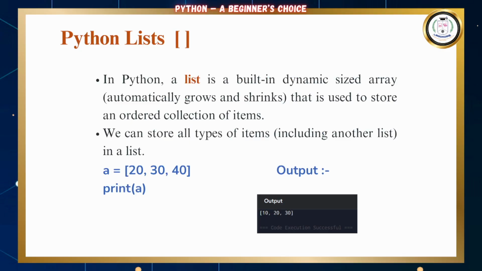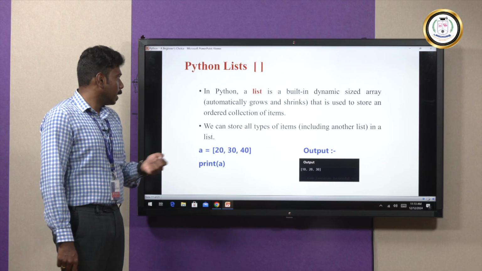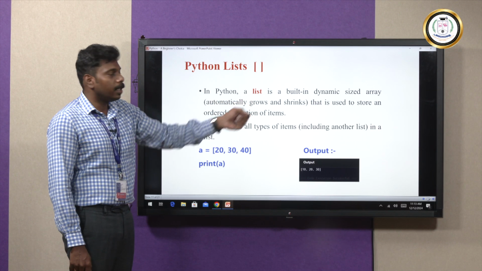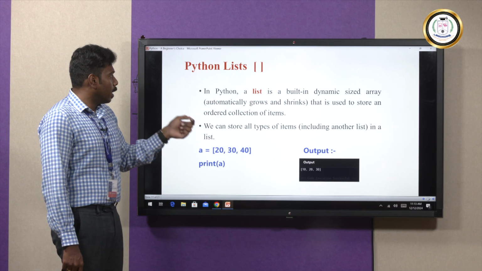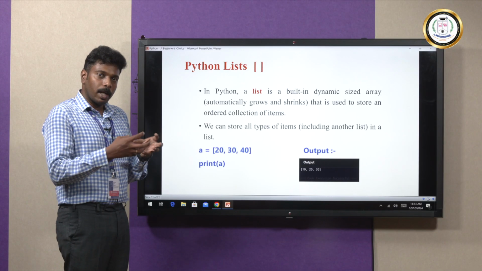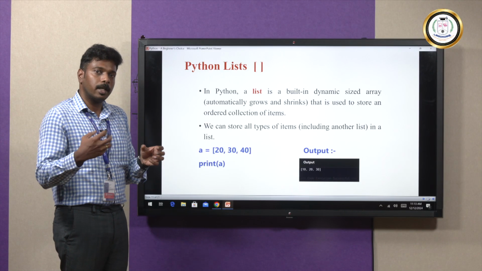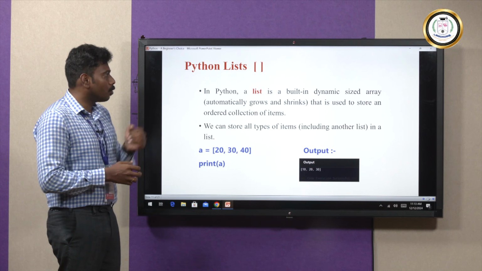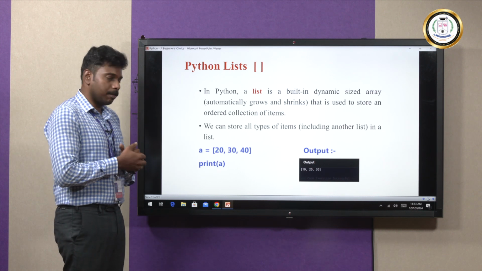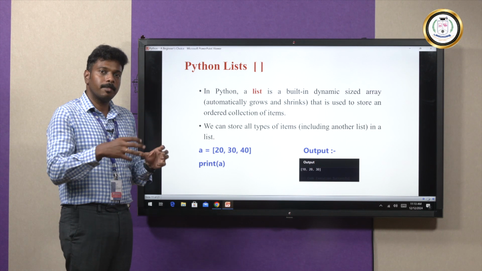So coming to the list. A list is a data type in Python which is represented by square brackets. When you see square brackets in Python, it represents a list. In Python, a list is a built-in dynamic sized array that automatically grows and shrinks. Once we put data inside, it can expand, and once you take data out, it will shrink. It is used to store an ordered collection of items. So list is an arrangement of ordered items.